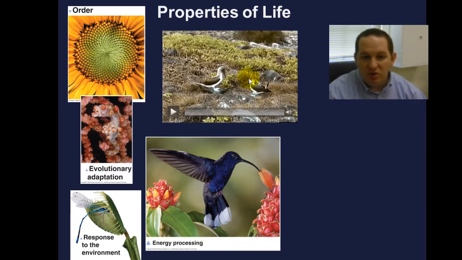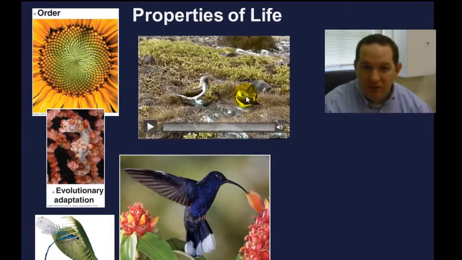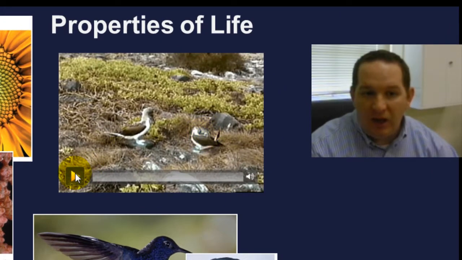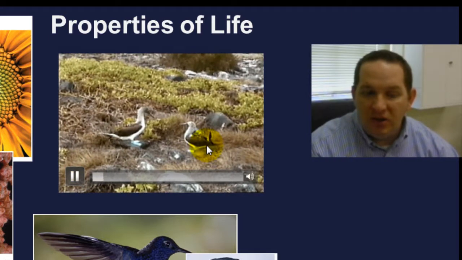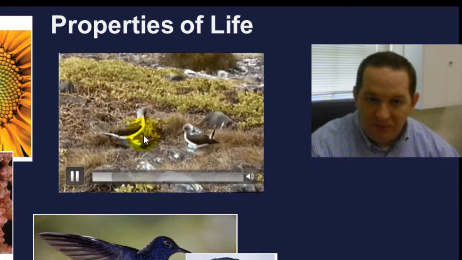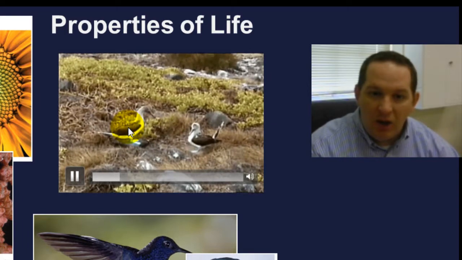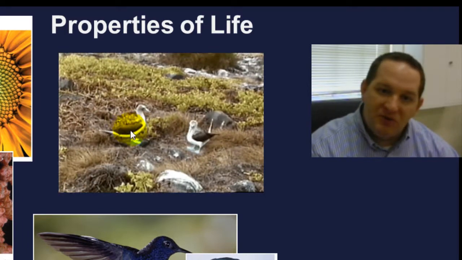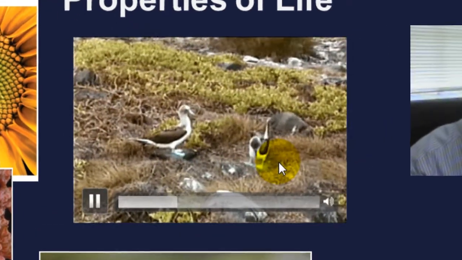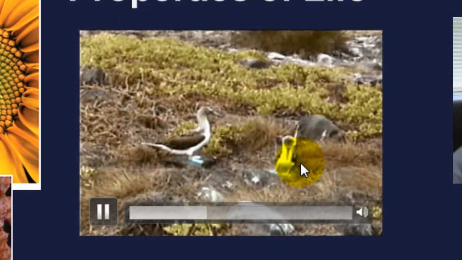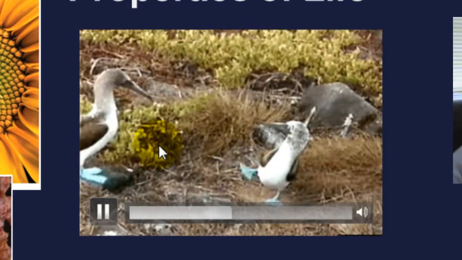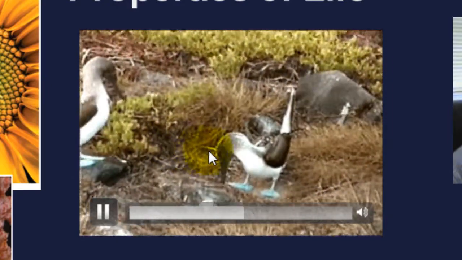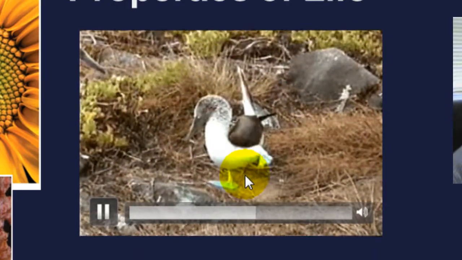This video here shows us our fifth property of life, and that is reproduction. Take a look here at the blue-footed boobies. These are particular birds that we find on the Galapagos Islands. The male is here on the right, and you can see he's going through an elaborate courtship ritual to try to lure the female. He, as you can see here, will move the feet up and down.